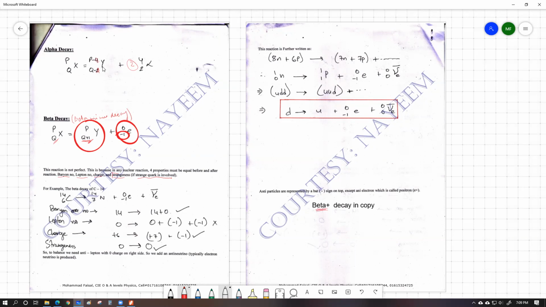Let's have a look at this example. I'll explain this whole thing, and I need you to see it very carefully. For example, the beta decay of carbon 14 is given by this. Up till your O levels, you have only learned up to this much. Am I correct?